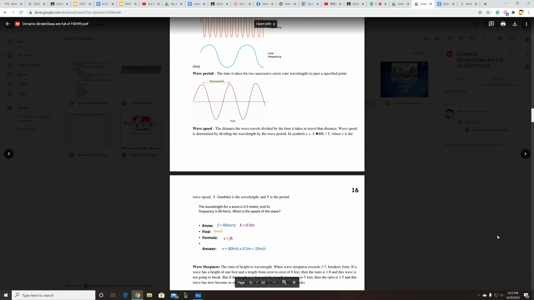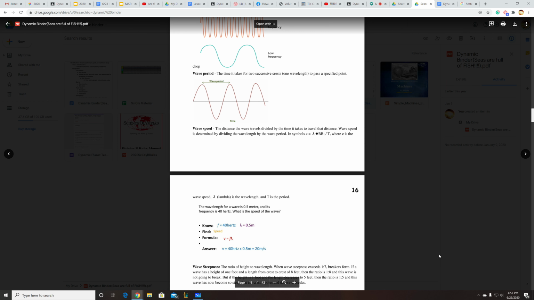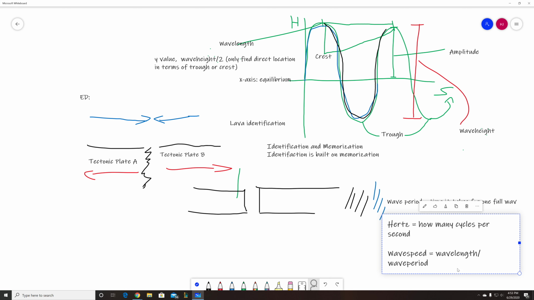Okay, I was right. Lambda over wave period. It's just wavelength divided by wave period. And I don't think you need lambda, do you? No. Okay, that's not too important. But no, wave speed. The point of wave speed is it's very similar. So hertz in this case.